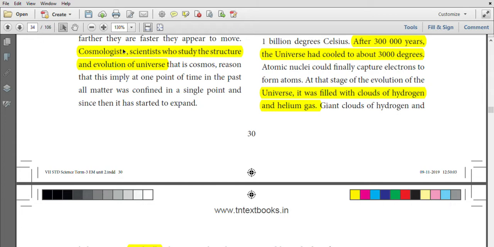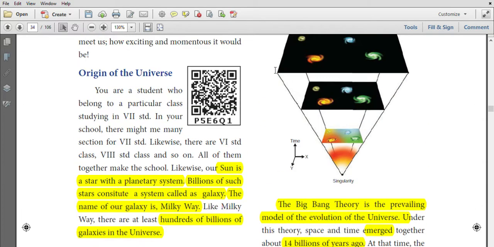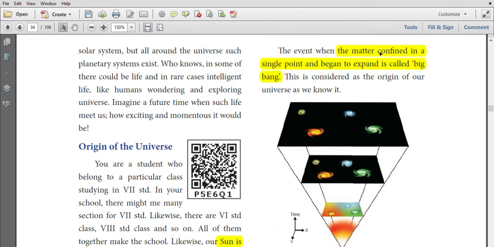Who is a cosmologist? A cosmologist is a scientist who studies the structure and evolution of the universe. The theory that matter confined in a single point began to expand is called the Big Bang theory. The universe was formed by the Big Bang. First, the universe was in a small point. Then it began to burst and expand. That is called the Big Bang theory.